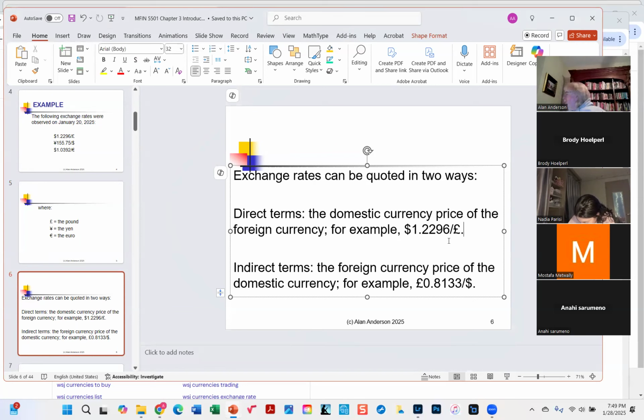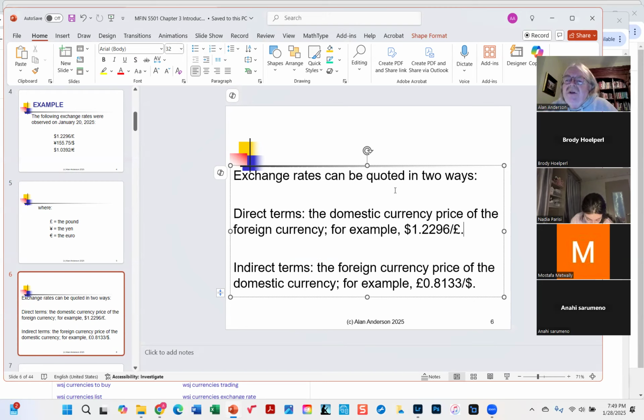Okay? In other words, if you take out your calculator and type 1 divided by 1.2296, it's going to be 0.81327, almost exactly 0.8133. So think of these as inverses of each other. Okay. It's the same information expressed in a different way.